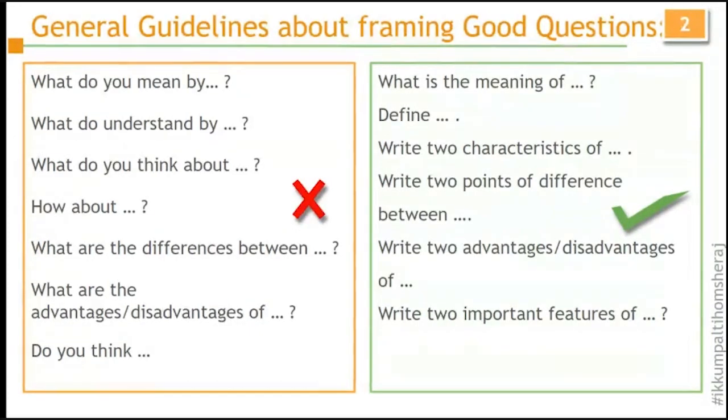Then for advantages and disadvantages, specify the number. How many advantages and how many disadvantages you are looking for. So specify it as write 2 advantages or 2 disadvantages of. It will help you to check it properly, and child will also be clear about how many advantages or how many disadvantages he is going to write. In the same way, write 2 important features of, instead of saying write features of certain topic. So instead of saying that, you say write 2 important features of.